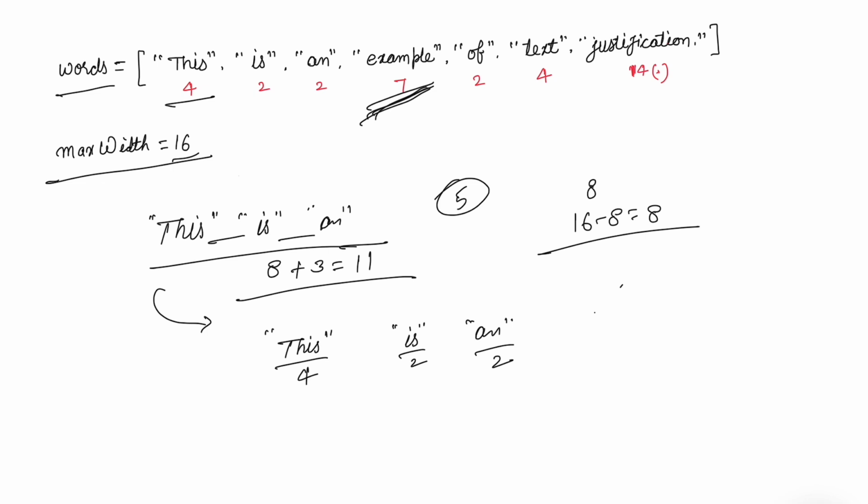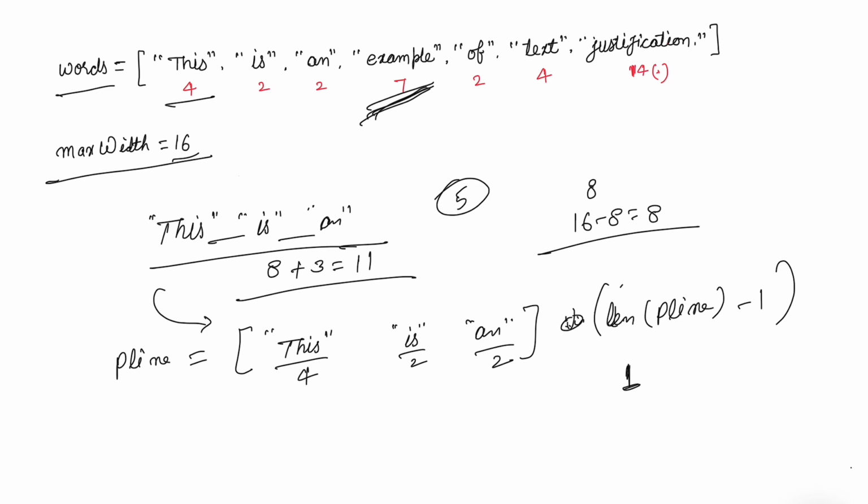Okay, but we have to distribute this space evenly between all words. So there are two positions for a space. That means we'll calculate the position: the length of this one, we will store inside a list. Let's consider p line list. So its number of spaces will be length of p line minus 1. But if there is only one word, then the number of spaces will be 1 also. So this is the special case for 1.